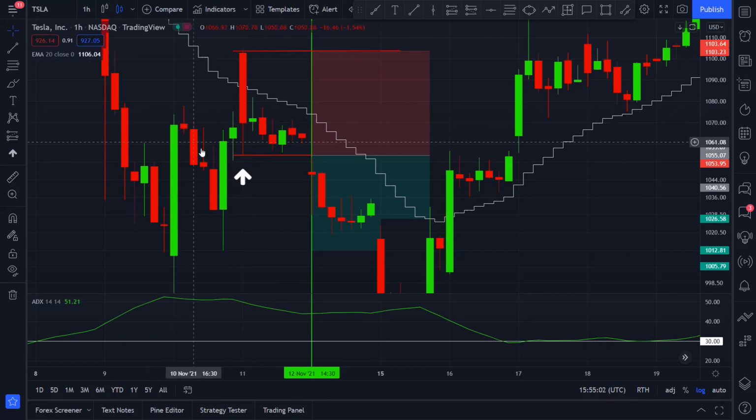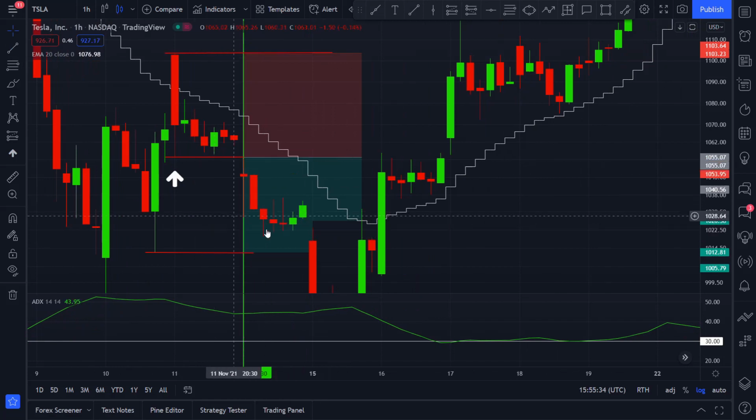Now we have to find the point where the pullback of this trigger candle initially started from. So as you can see, here we were trending down and we came to a stop. And starting with this candle, we started to trend up and create a trigger candle. So basically this candle's low is going to be where the pullback initially started from. Let's mark that down.